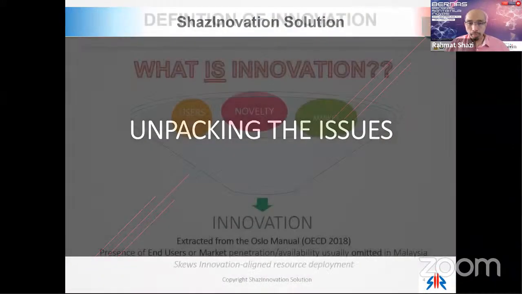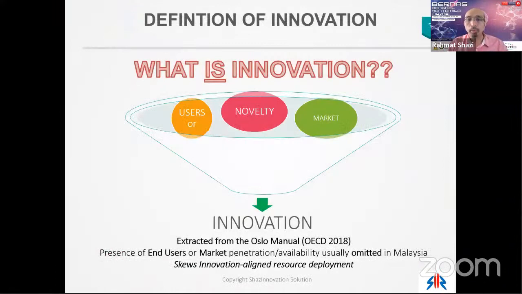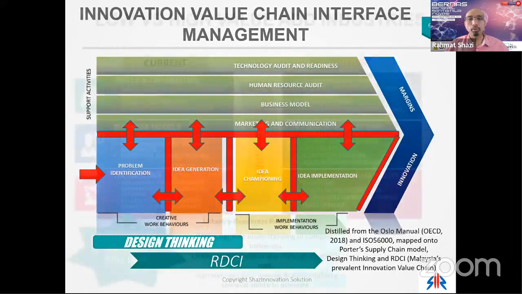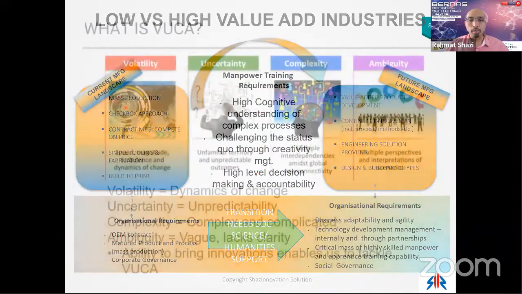So just quickly unpacking some of the issues. Last week, we talked about the definition of innovation, the elements that must be there for something to be an innovation. Yeah, novelty aspect, there are end users, all available in the market. So please don't ignore these because this is very important. So you can see and know what is an innovation, what isn't an innovation. And we had a chat about some examples of innovation.